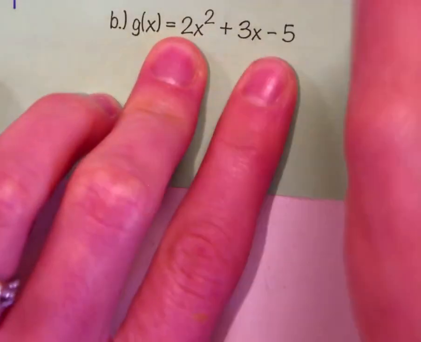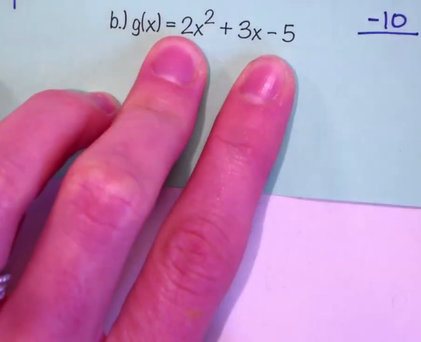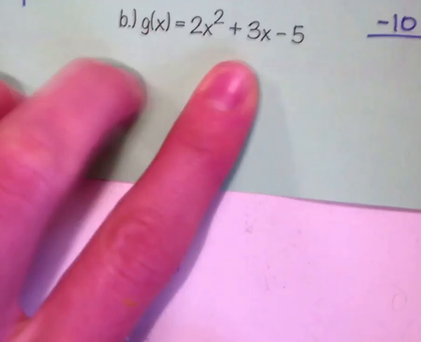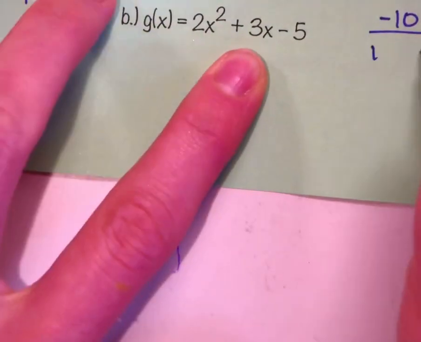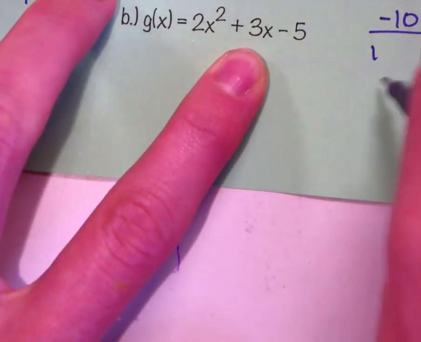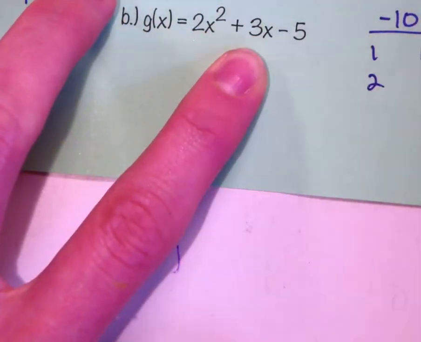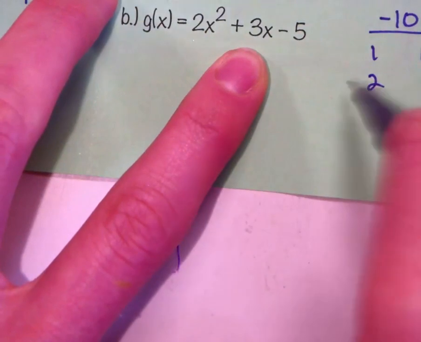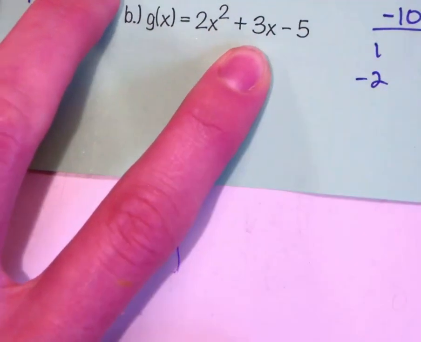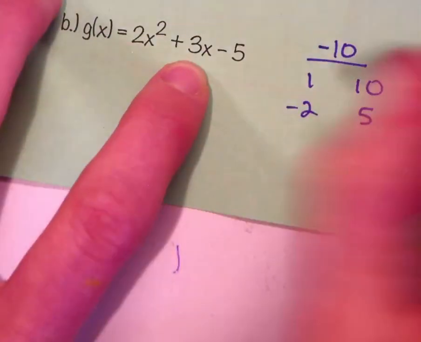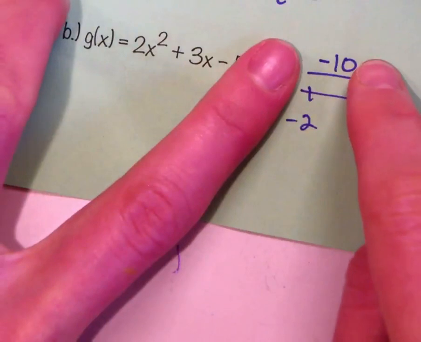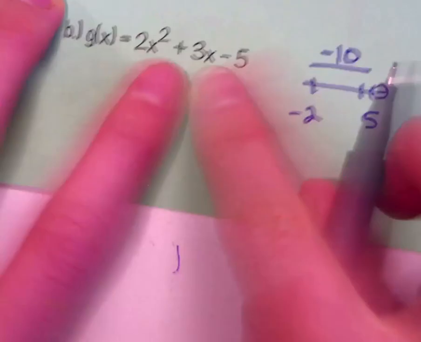All right, so we'll start. 2 times -5 is -10. Looking for two factors that multiply to -10 and add to 3. So I see, if I make that 2 negative, these two multiplied together give me -10. Added together, I get +3.